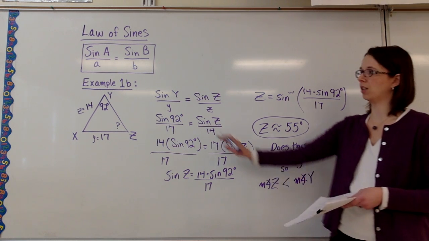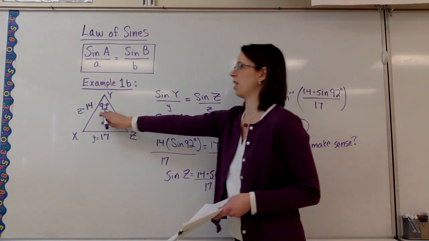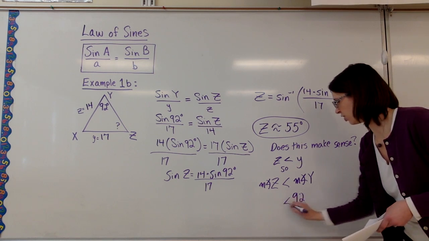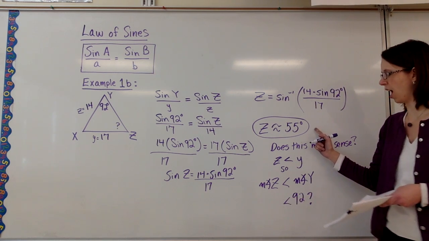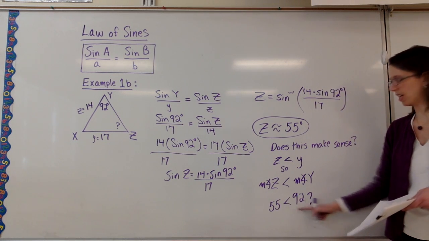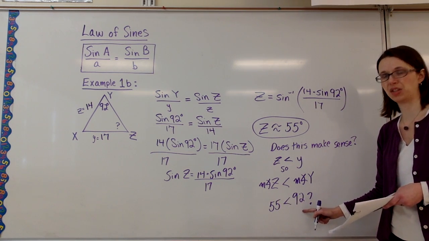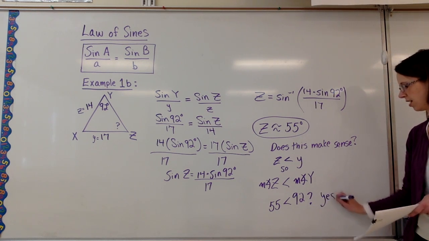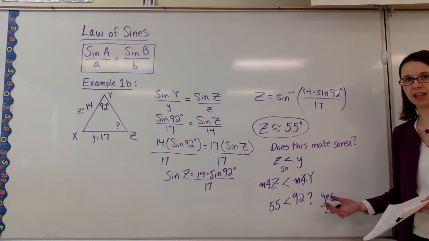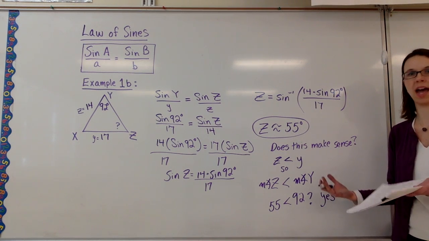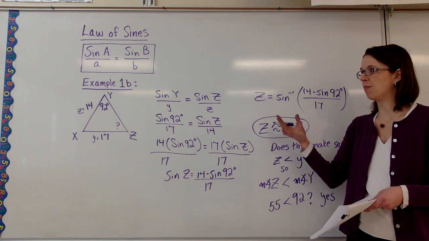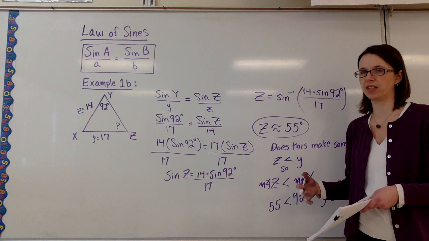If we look at our diagram, the measure of angle capital Y is 92. And so I just need to check, does the answer that I got, which is Z is 55, satisfy this inequality? Is 55 less than 92? And the answer there is yes, it is. So that tells us that the answer that we got from our calculator is a valid one with the relationships between larger sides and larger angles. And that's the process for finding a missing angle within a law of sines problem.